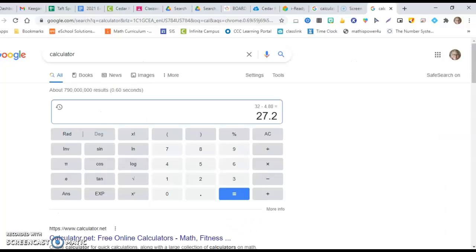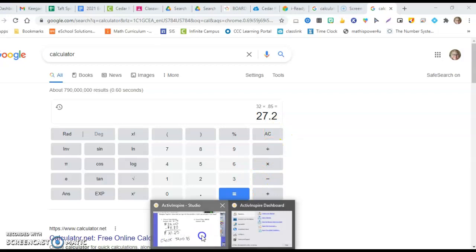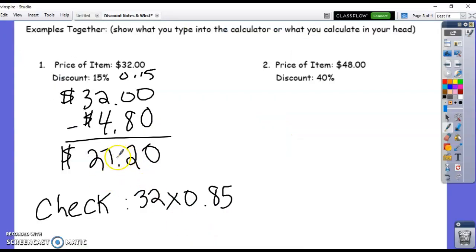So let me do that on my calculator. So 32 times 0.85. And I get 27.2, which is $27.20, which is exactly what I got here. So that's a good way to double check that you did your math correct. So 27.20.